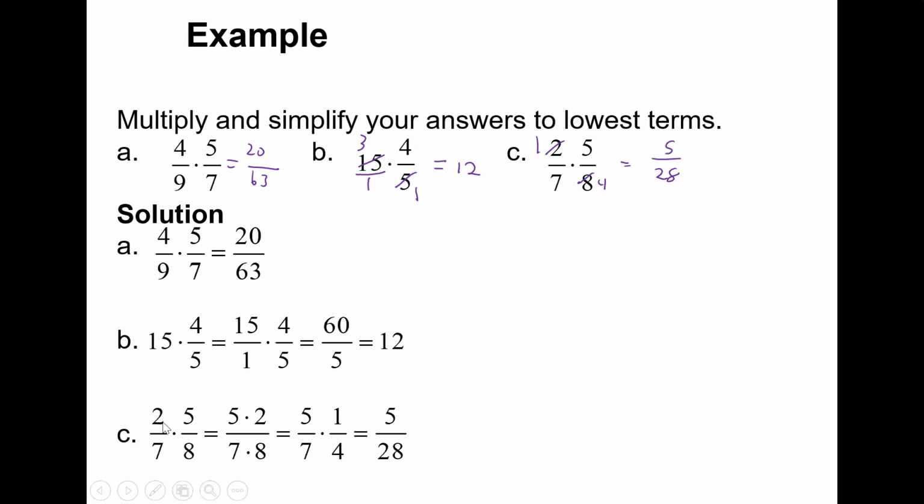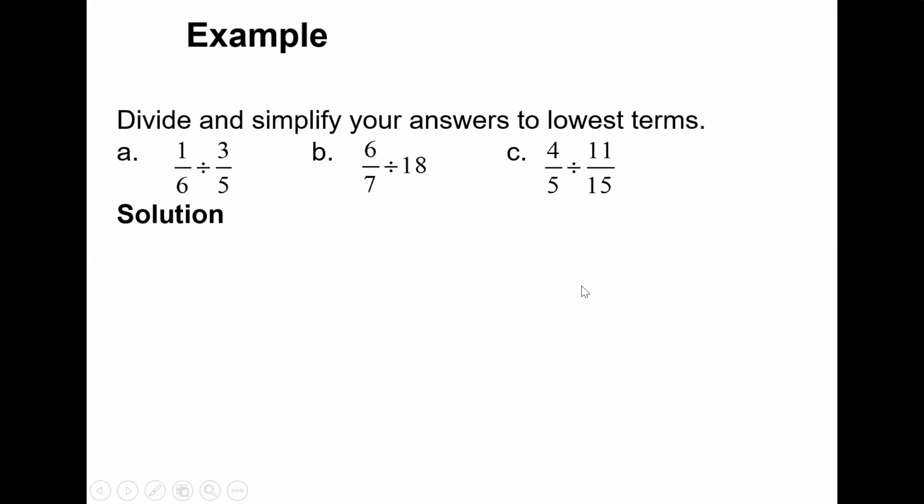And here, when we do this, we have the 5 times 2 over 7 times 8. Well, now we're going to say, okay, let's reduce that to 1/4, and then we multiply across, and we get our 5 over 28 like we got here. And again, we can do it all in one step like this, or we can break it down and do different steps like this. It doesn't really matter.